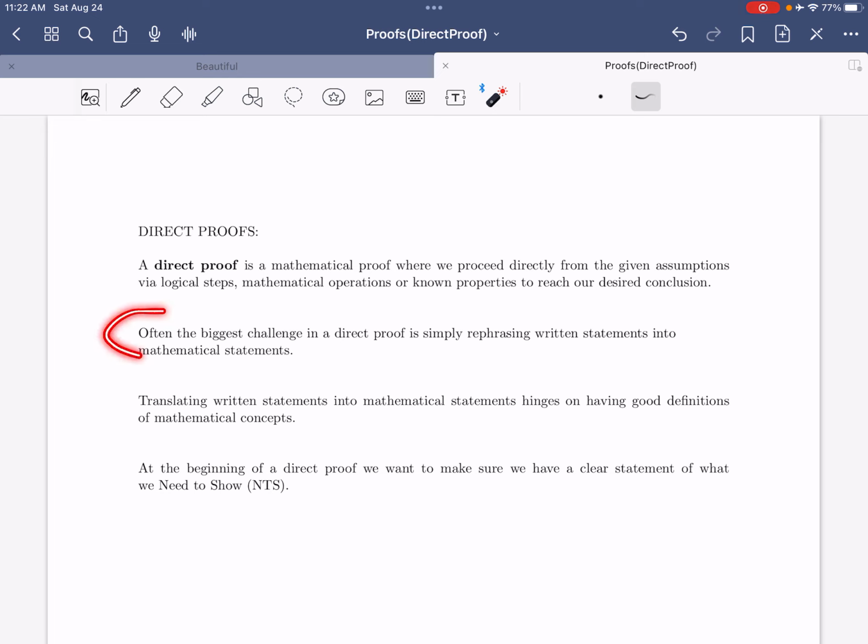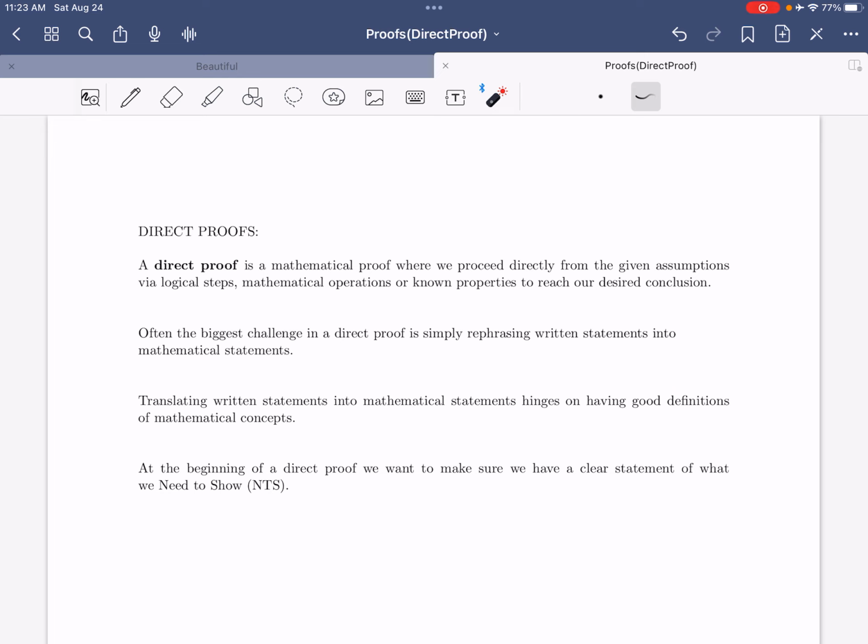Because of this, one of the biggest challenges in a direct proof is usually simply rephrasing the written statements or written assumptions into mathematical statements. Since a direct proof basically involves just moving forward directly, step by step, we really have to concentrate on how to translate the assumptions that were being given, or the written statements that were being given, into mathematical statements. So how do we do that translation? Well, we can talk about that right here.